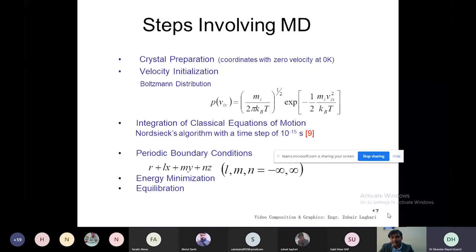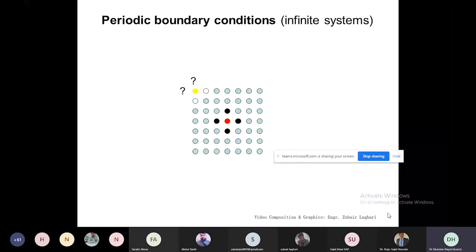To make the things just like real things, we have to give some periodic boundary conditions, and I will explain the periodic boundary condition in the next slides. Then we have to minimize the energy of the configurations, just like the optimization of the system, then equilibrate the system. Then further we can start the other calculations. This is the periodic boundary condition. How is this? Let's suppose we have taken this type of supercell, and in reality we have to give some infinite positions of atoms.